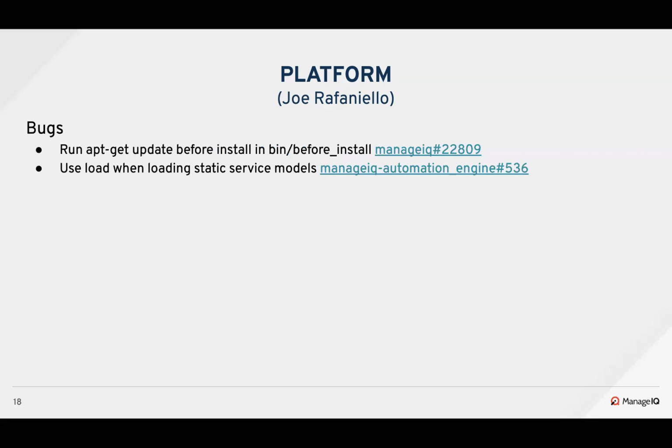For platform bugs, I fixed the issue in the plugin generator where it wasn't generating the before install with a step to run apt-get update before it was trying to install. This was leading to sporadic test failures. So I made that change, and hopefully we no longer have these issues. And for the next one, Keenan fixed the stack level too deep bug that was deep in the bowels of Automate when trying to reload Automate service models. So he just changed it to do a load instead of trying to do a require, and hopefully that resolves that issue. And that's it for platform.